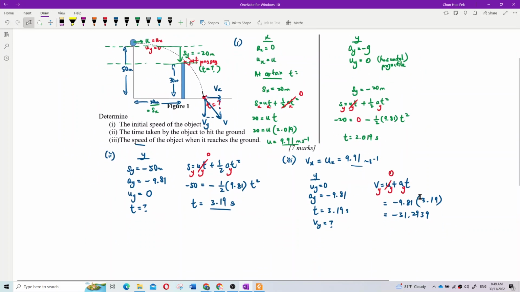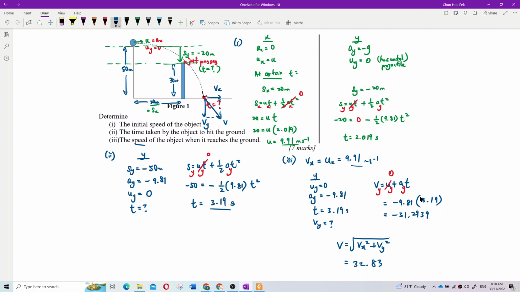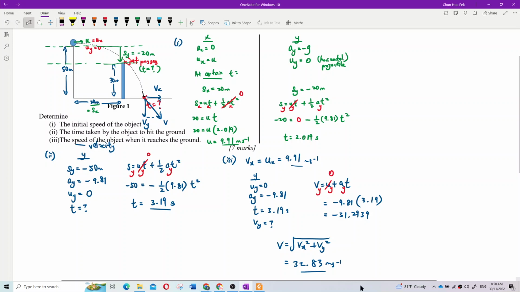So now I can find my v by taking the square root of vx squared plus vy squared. Square my answer, plus 9.91 squared, and then square root the answer. 32.83 meters per second. Okay, that's the magnitude. If the question asks for velocity, then you need to find the direction. If it doesn't ask for velocity, just the scalar quantity speed, then there is no need to give the direction.